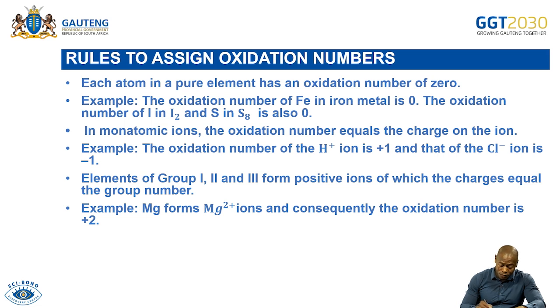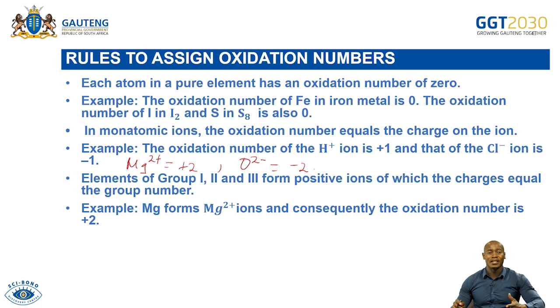So we can even give more examples for rule number 2. If you have Mg2+, this is magnesium ion. So what will be the oxidation number of magnesium ion? It will be +2, right? So O2-, this is oxide ion. So what is the oxidation number of this oxide ion? It is going to be -2. So it's what they're trying to say here when it comes to rule number 2, right? So then let's move on.